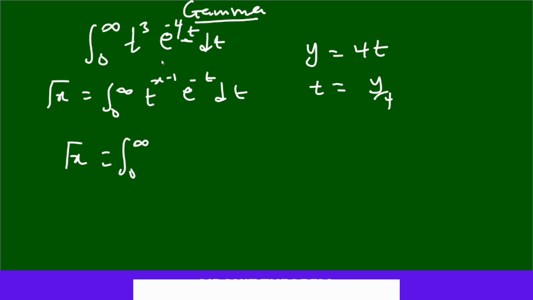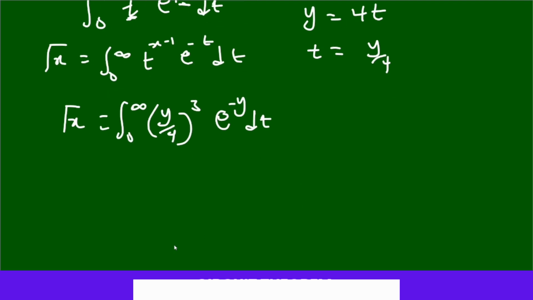Okay. So you can say the gamma function is given by the integral from 0 to infinity of t, right? So t here, what are we going to put there? We are going to put in y over 4, all to the power 3, e to the power of minus 4t, which is the same as minus y, dt. Now you can see clearly that it's getting close to the actual way the gamma function is written. So this is the same as the integral from 0 to infinity of (y over 4) cubed e to the power of minus y dt.